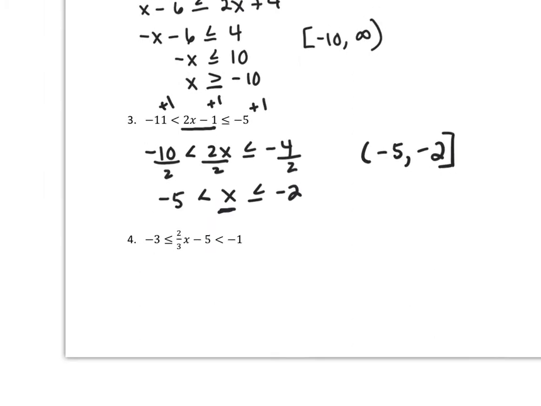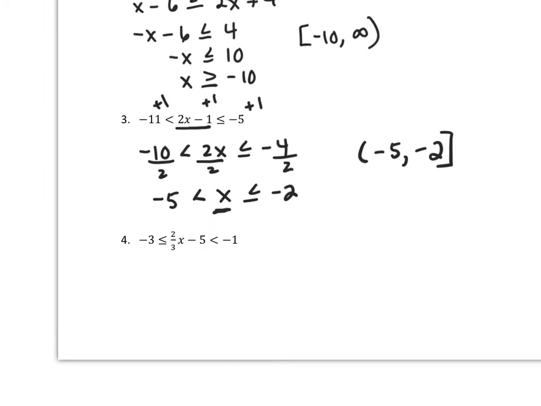Okay, now this compound inequality has a fraction, and we know what to do. We always clear our fractions first, always. And you multiply everything by the LCD, and that's going to give me a negative 9 is less than or equal to 2/3 times x. The 3's cancel, and you're left with 2x minus 15 is less than negative 3.